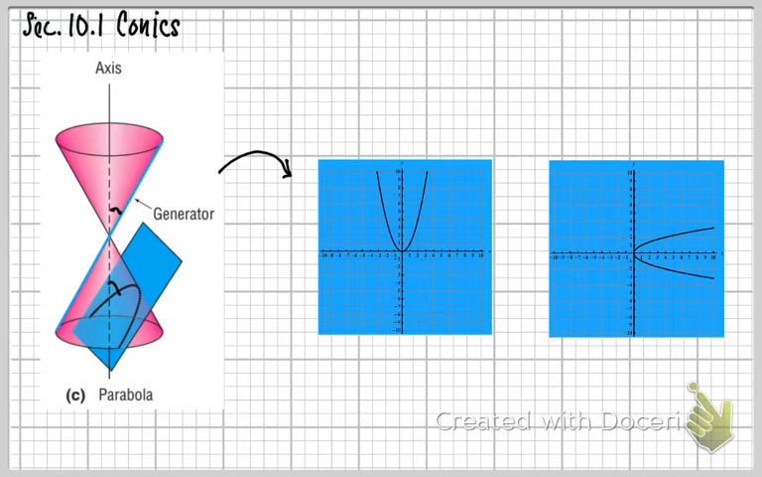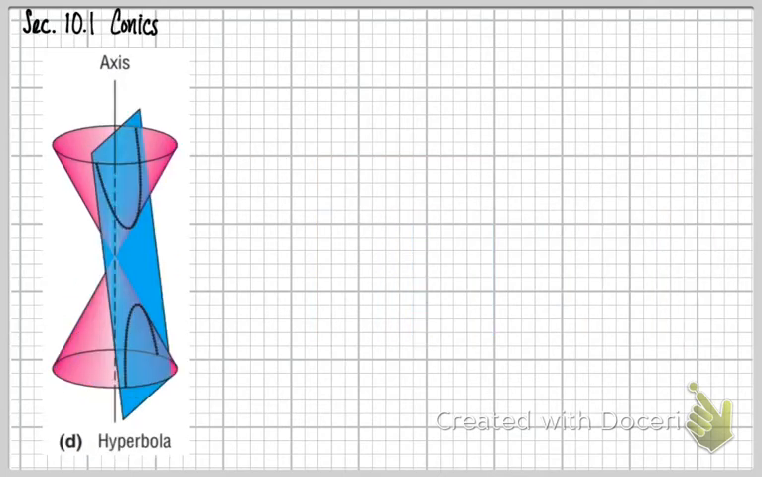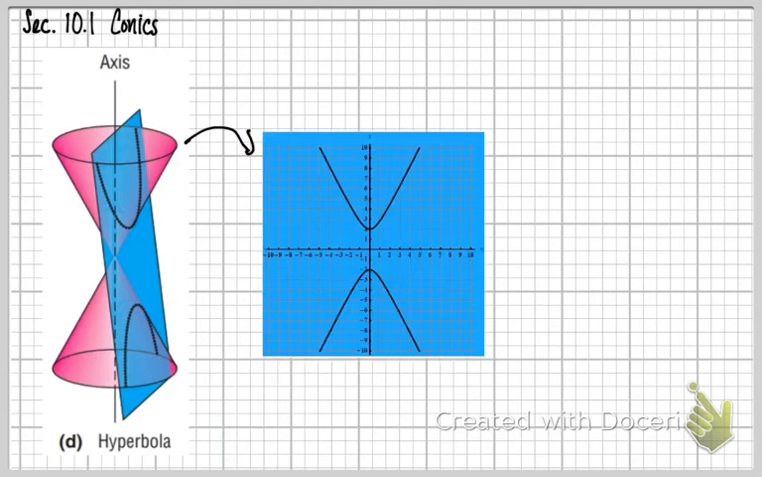So now the last one we're going to talk about is the hyperbola. Notice this angle here. This plane actually intersects both the upper and the lower right cone. And what this is going to give us, when we actually flatten that out, is something like this. Now this is just one type again.